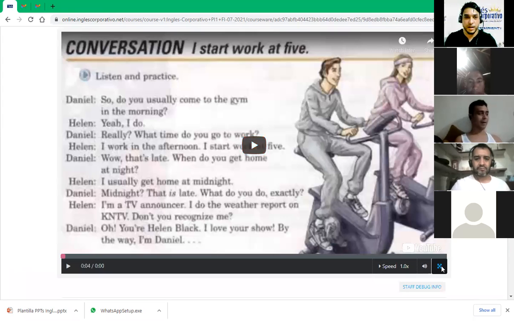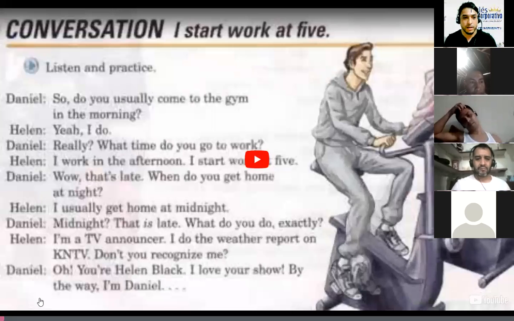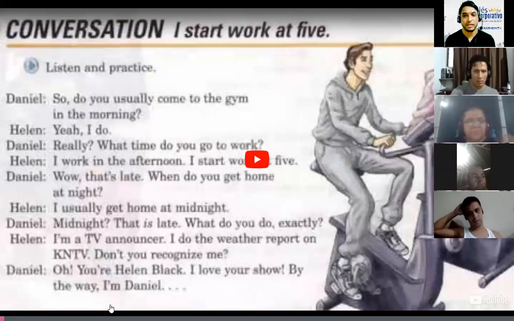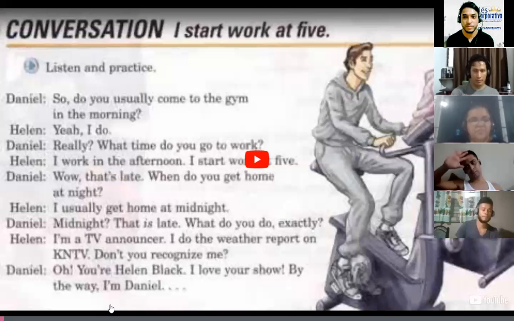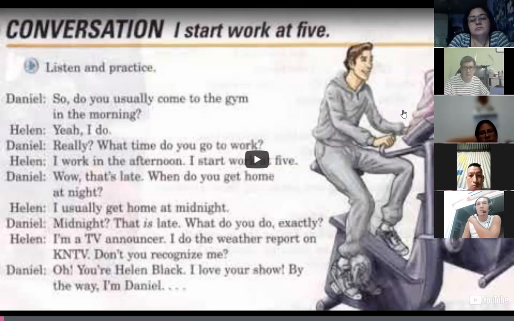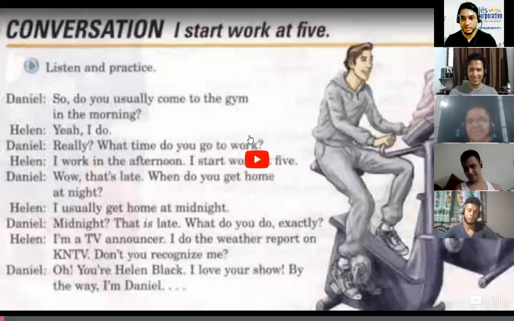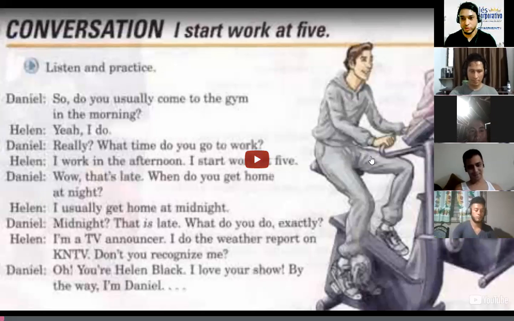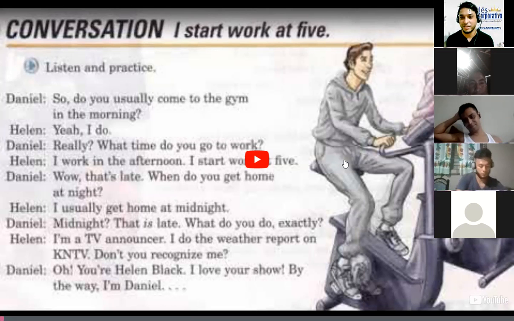And like the last example, can you read it clearly? The paragraph? Yes. Okay, I need a girl and a boy to perform the conversation. Me, teacher. Okay, Manuel says me first. And who says me? The girl? Who will be Helen? Okay, Manuel will be Daniel. Who wants to be Helen? Me, teacher. Okay, let's go. Read the next conversation. Go ahead.